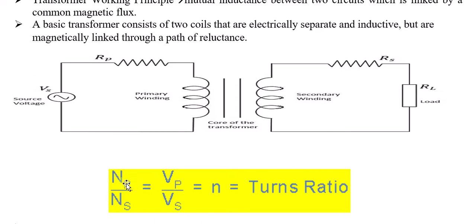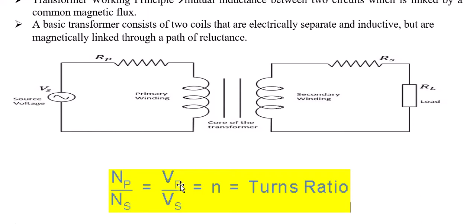NP by NS is equal to VP by VS. Now the question arises: on what factors does the voltage depend? Voltage depends on the number of turns of the coil. If you remember, during my mutual induction tutorial I told you on what factors the voltage depends, and that it depends on the number of turns present in the coil.